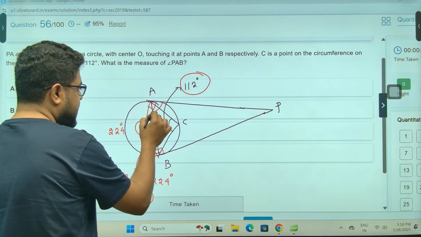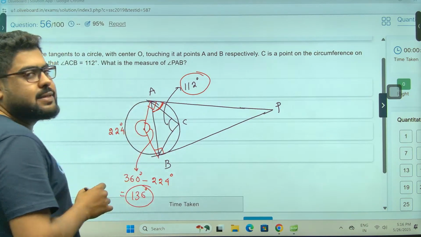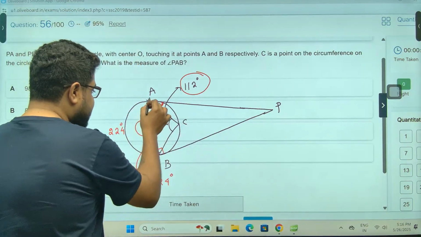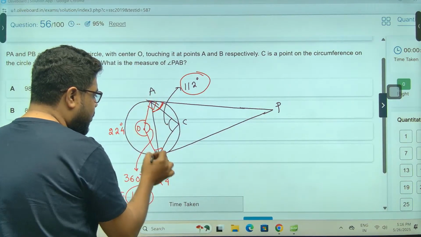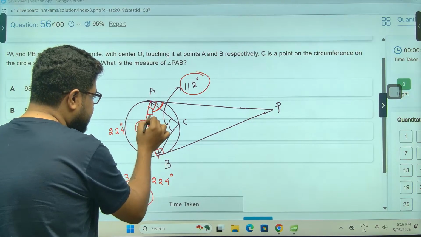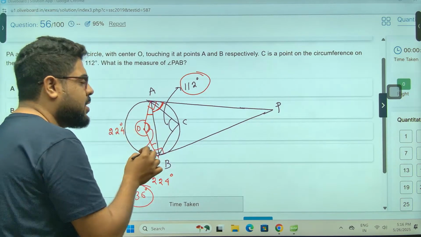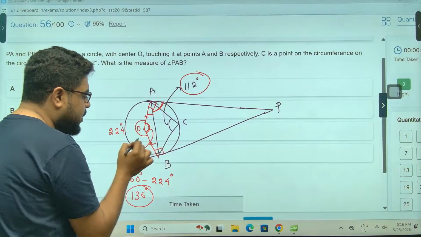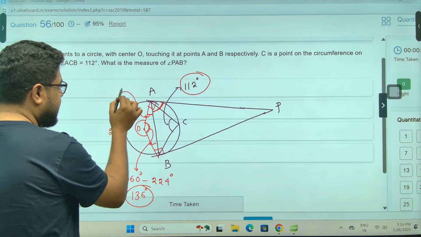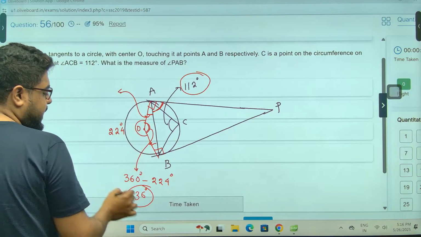They are asking PAB, this angle, sir. Sir, how can I find? You see, very simple, sir. Take the smaller triangle. This is AOB, the small triangle, sir. This is 136. So can you guys tell me what is this angle and this angle? Both are same. Why? Because AO and OB are same, because both are radiuses. So this particular angle is going to be 180 minus 136.